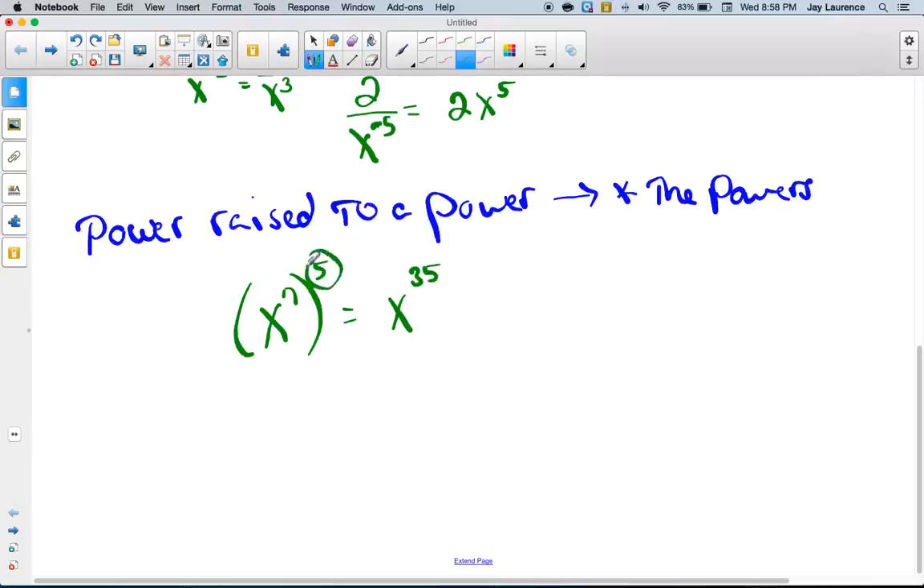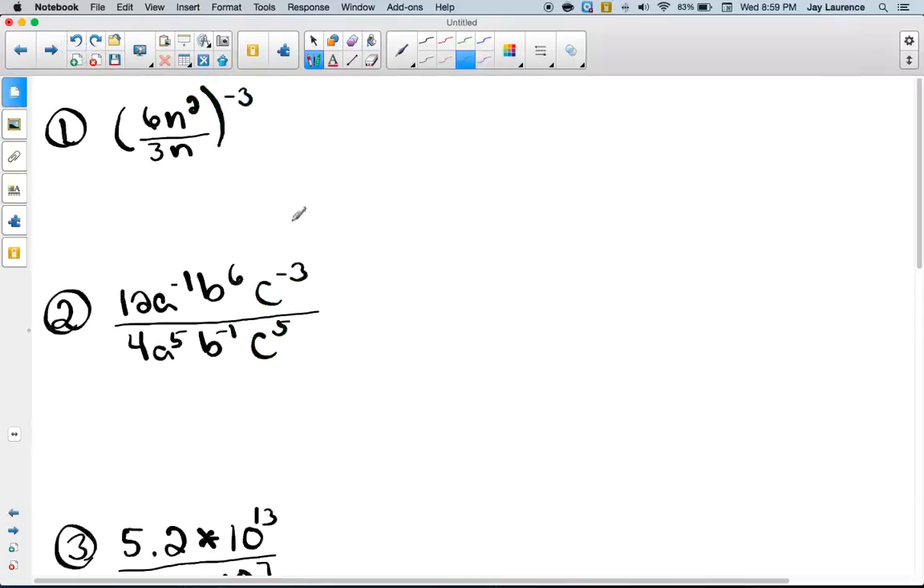Because there'd be 5 of these, right? So there'd be an x to the 7th, x to the 7th, x to the 7th, x to the 7th, and x to the 7th. And that would be like 35 x's being multiplied together. Okay, so let's apply all those to some sample problems.